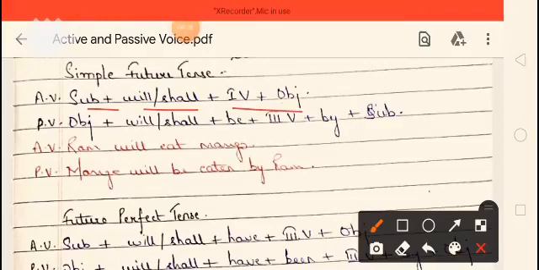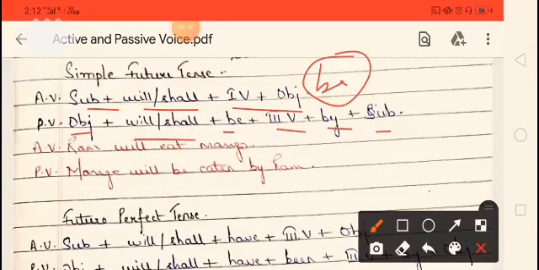So the object will go in place of the subject, then the helping verb for simple future is will or shall, plus the word be is used, plus third form of the verb plus by plus subject. Here the word be is used, just keep it in your head. So the example is Ram will eat mango. Ram is the subject, will or shall is your helping verb, eat is the first form of the verb and mango is the object.